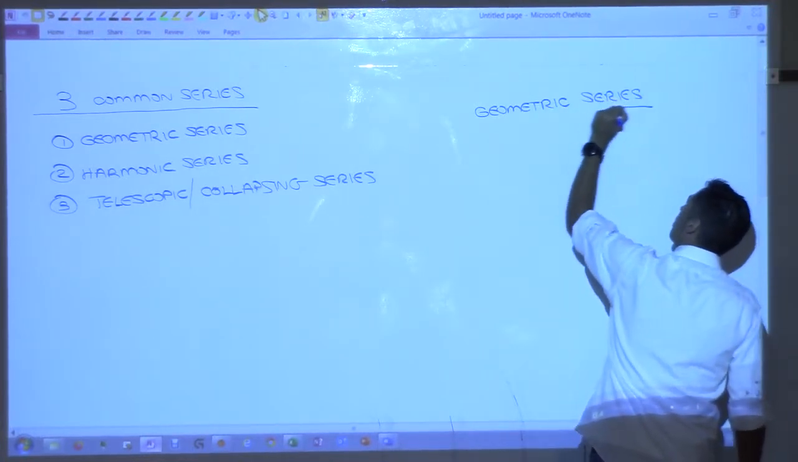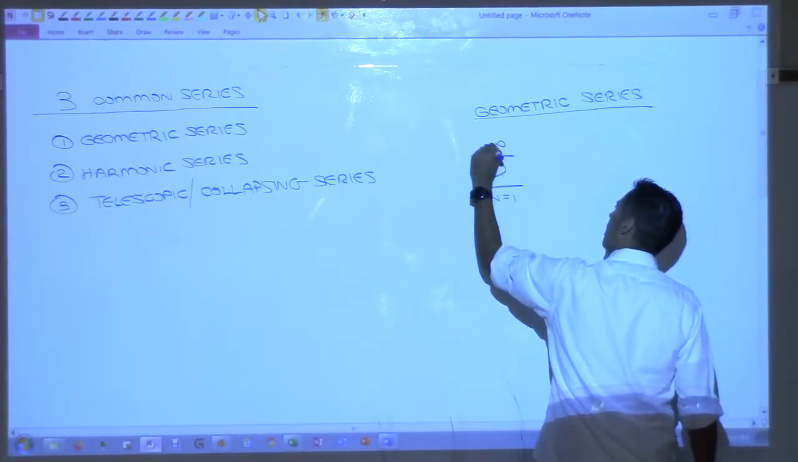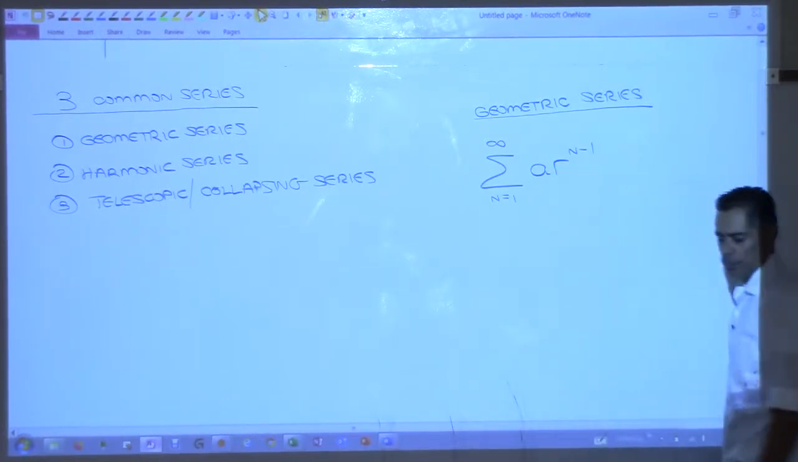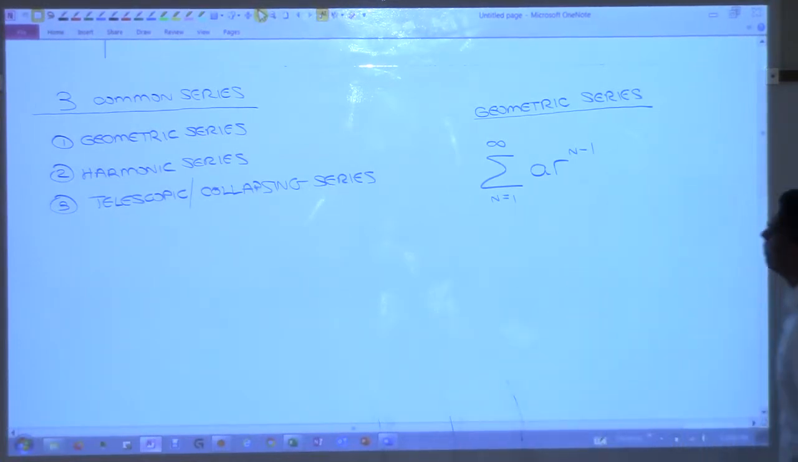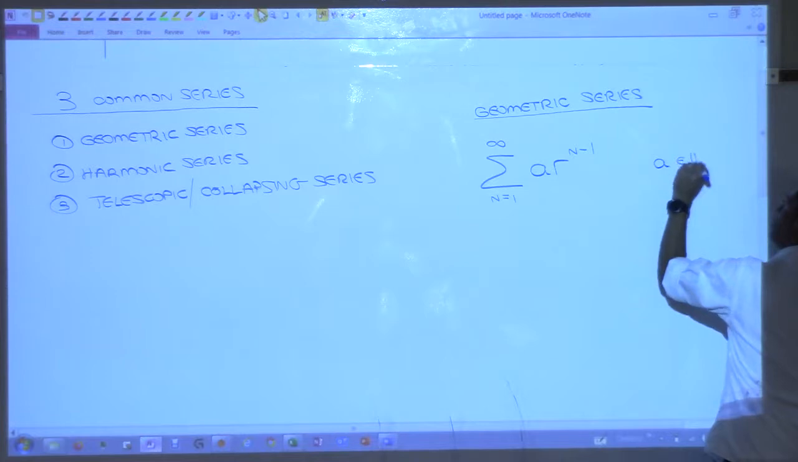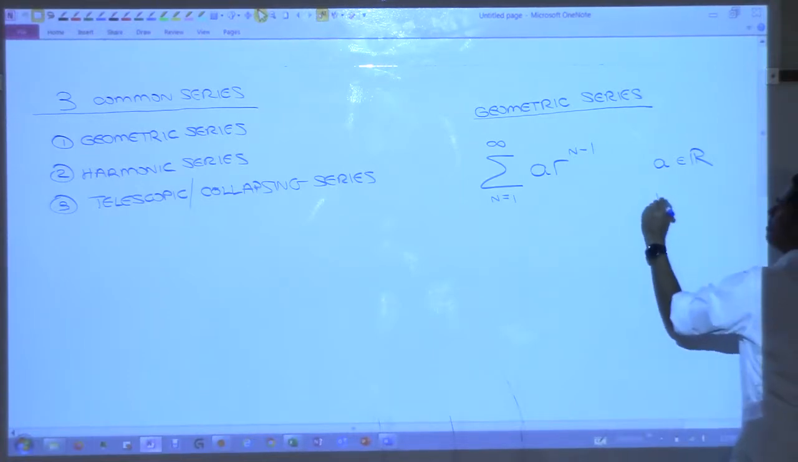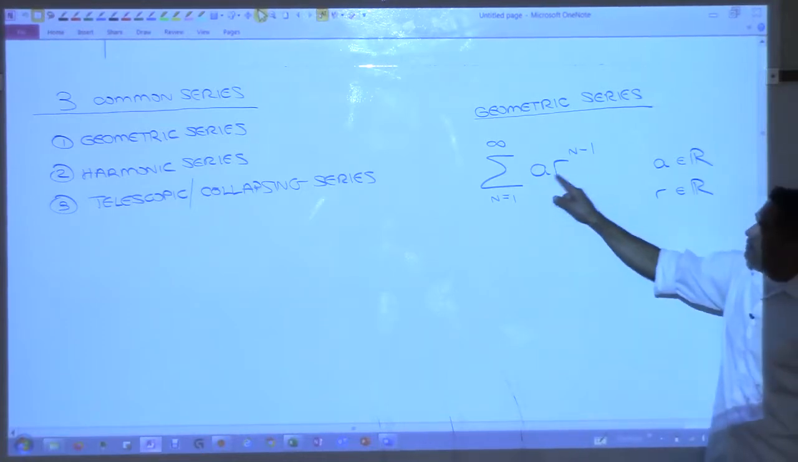A geometric series looks like this. Sum n equals 1 to infinity of a times r to the n minus 1. Here a is a constant. So a is an element of the real numbers, and obviously a is not 0, or else this thing would just be zeros, right? And r is also a real number, okay? So we have two real numbers.